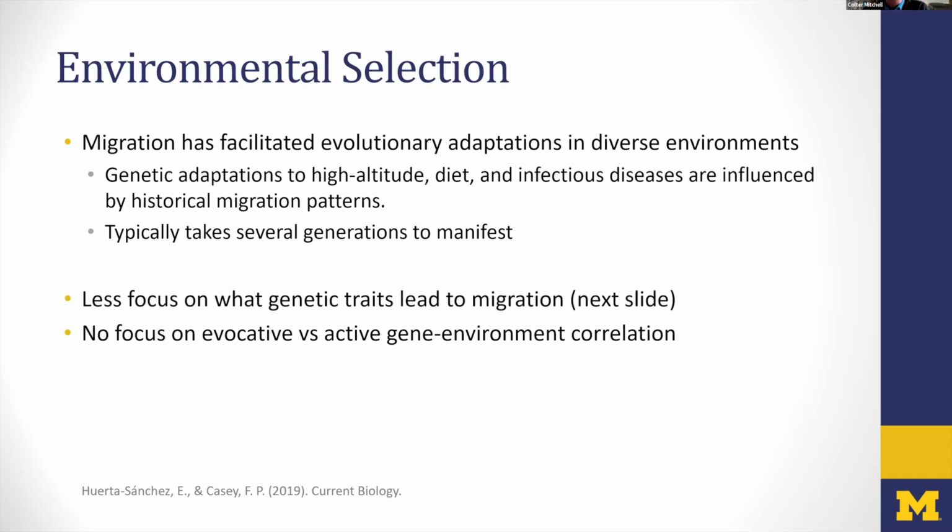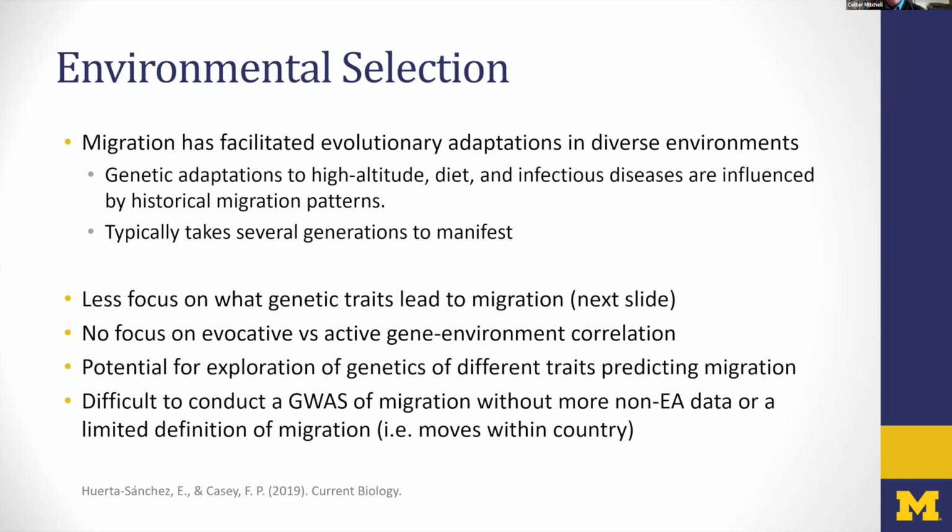So there's much less focus on what genetic traits lead to migration. I'll show you one example of this that I find interesting. And really no focus on whether or not it's evocative versus active gene environment selection. So in some ways, this kind of gets into the forced migration versus chosen migration processes. I've never seen anything really documenting that. So there's a lot of potential for exploration of genetics of different traits predicting migration.